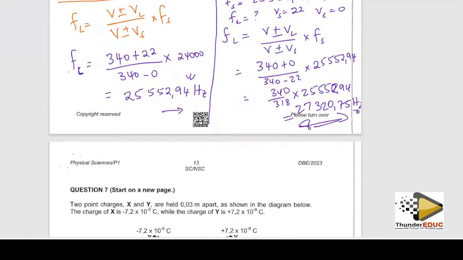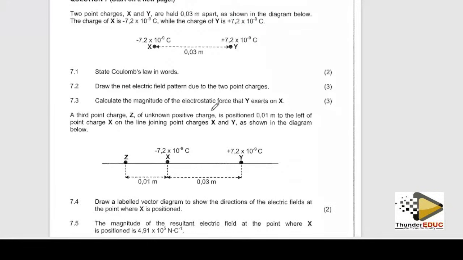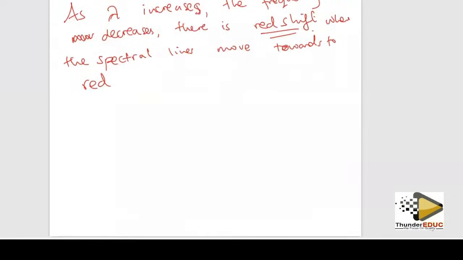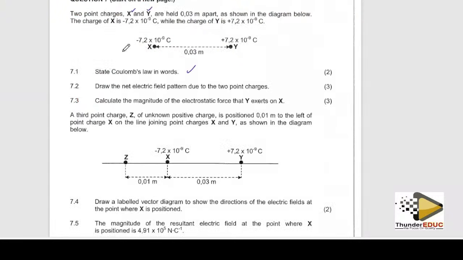Okay, then question number 7. They're telling us that 2-point charges X and Y are held 0,03 meters apart as shown on the diagram. Then the charge X is this, Y is that. State Coulomb's law in words. So that is 7.1, Coulomb's law.